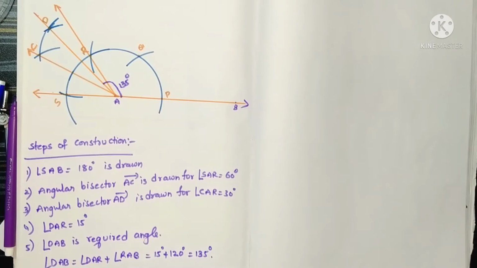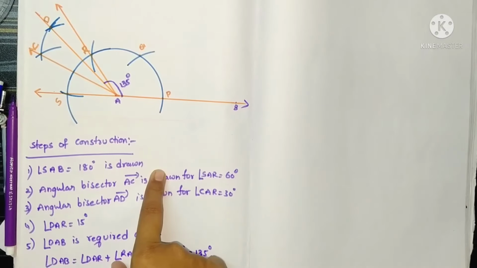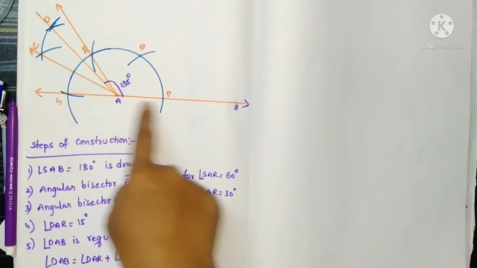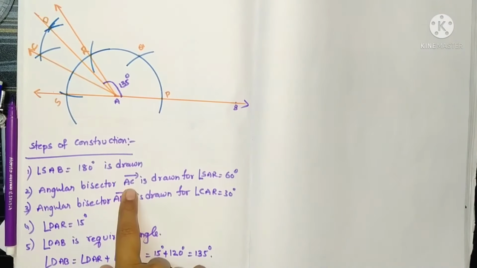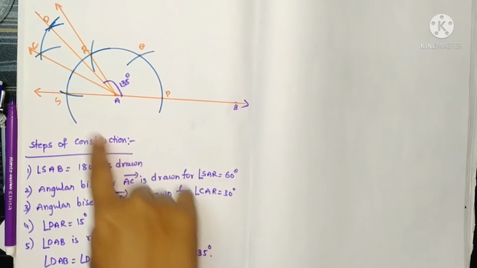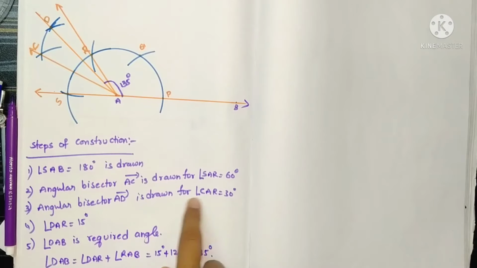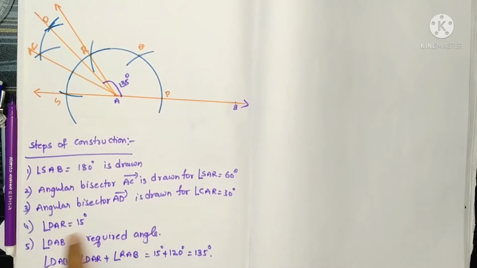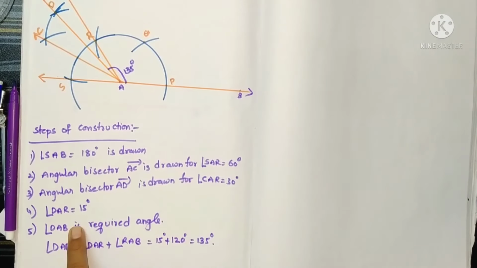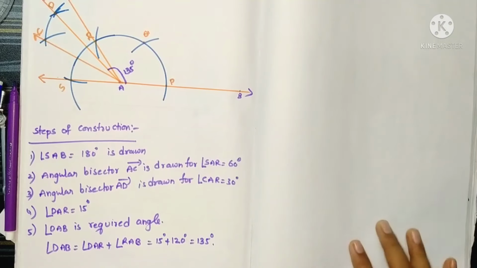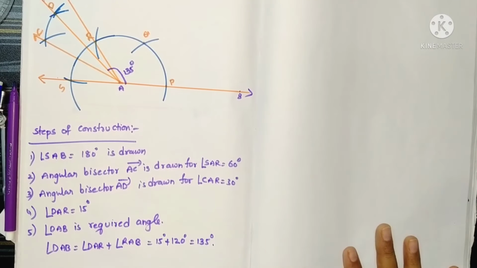Steps of construction. So first SAB equals to 180 degrees is drawn. Angular bisector AC is drawn for SAR. Angular bisector AD is drawn for angle CAR 30. So now angle DAR 15. So DAB is the required angle like this. Okay. Students, these are the constructions in second problem.